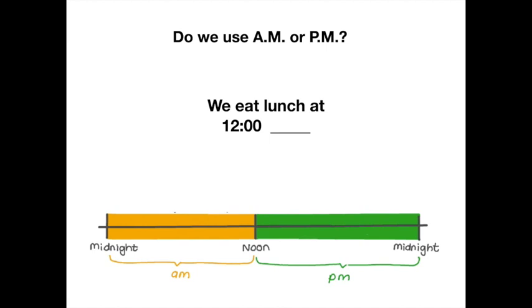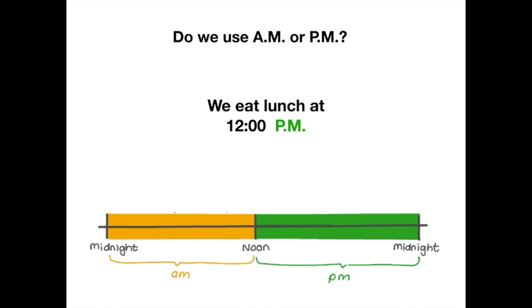We eat lunch at 12 o'clock. AM or PM? Let's look. We eat lunch at 12 o'clock PM. If I said we eat lunch at 12 o'clock AM, that would mean we eat lunch at midnight. We don't eat lunch at midnight. We eat lunch at 12 o'clock PM, or noon. So noon is always 12 PM and midnight is 12 AM.